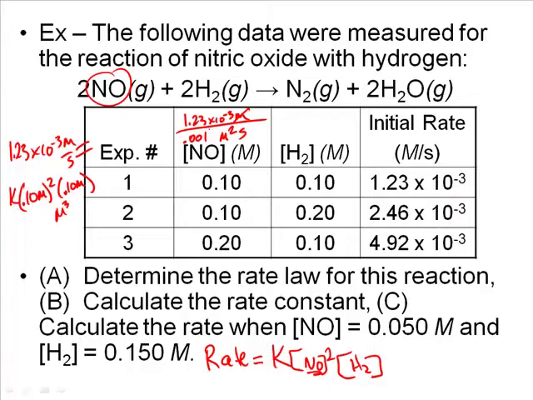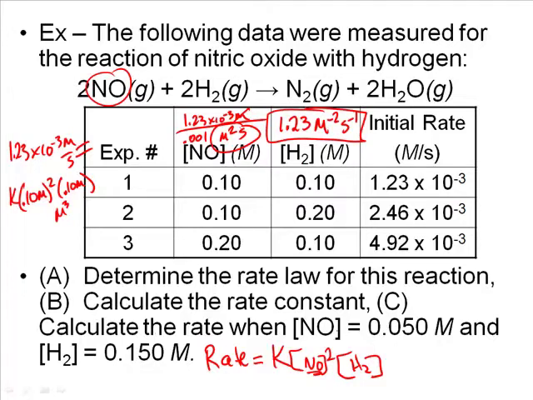So overall, we're going to have 1.23 times 10 to the minus third divided by 0.001 equals 1.23. And again, our units, we've got a molarity squared on the bottom, so that's molarity to the minus 2, seconds to the minus 1. Anything that's left on the bottom are always to the negative power. Okay, so that would be the rate constant right here.